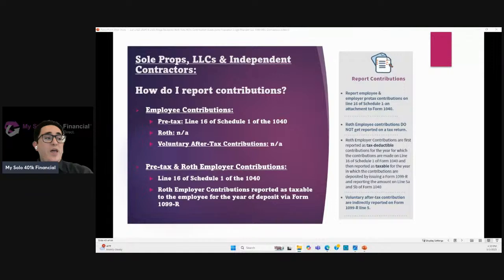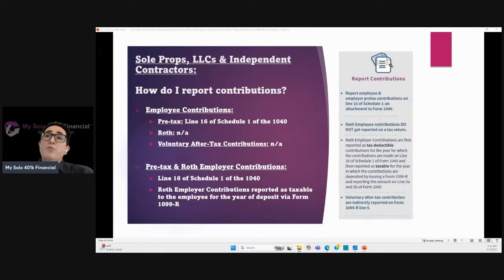So that first step, the contribution, that's not reportable for a business that's taxed as a sole proprietorship. Like the Roth employee contribution, there's no place to report it. So an answer to the question of how do I report contributions on my tax return, if we're talking about voluntary after-tax contributions, the answer is there's no place to report it. So it's not applicable.